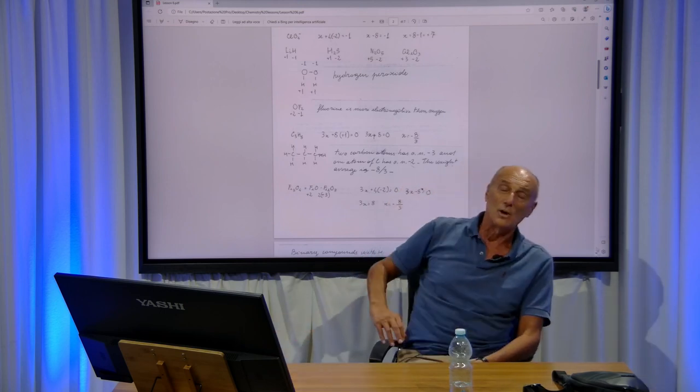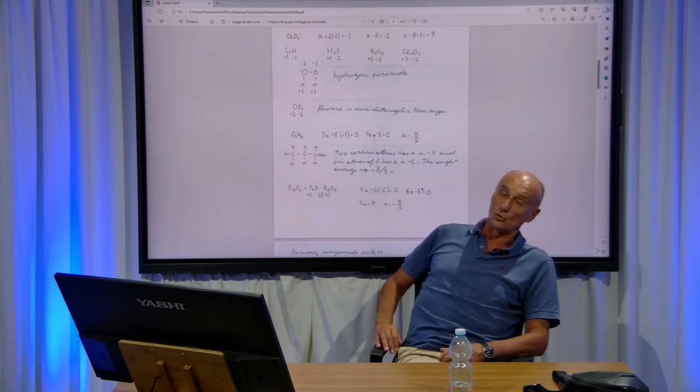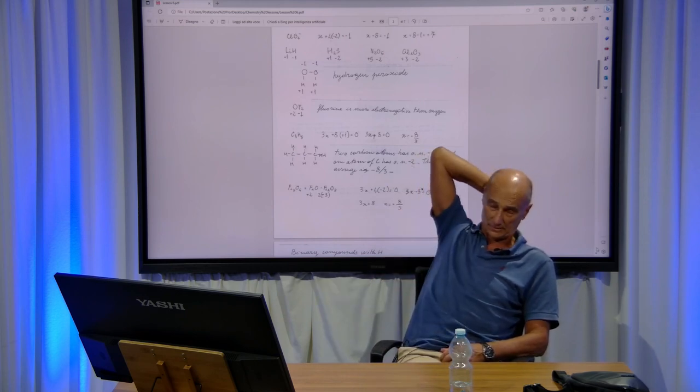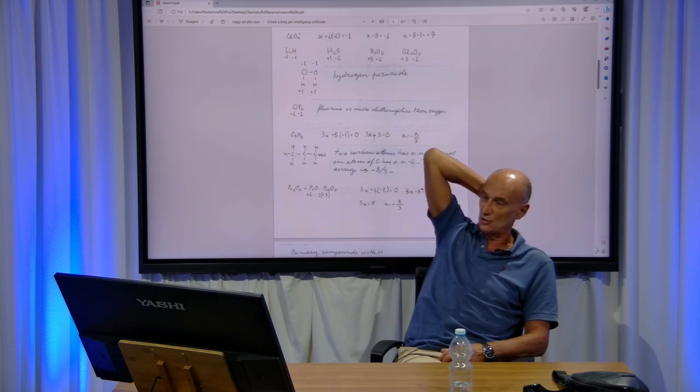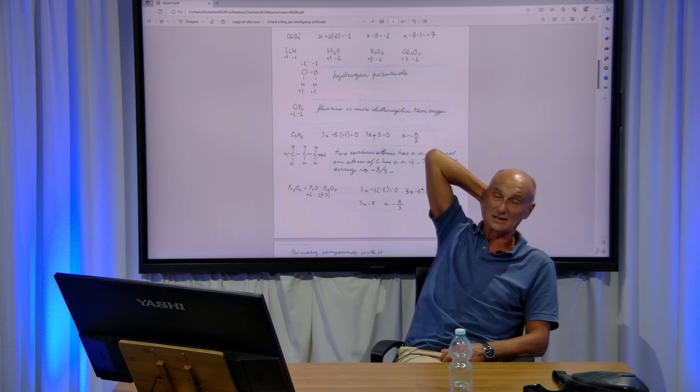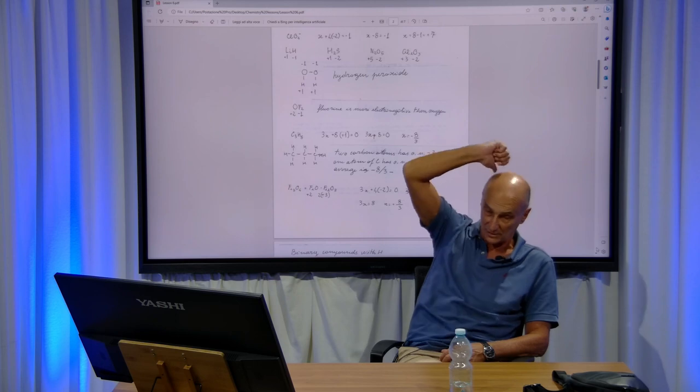However, when you follow the exercise lesson, you will calculate a lot of oxidation numbers in a lot of different chemical compounds.